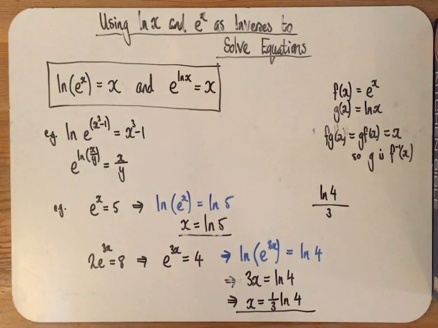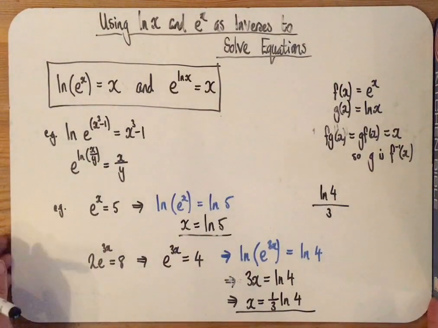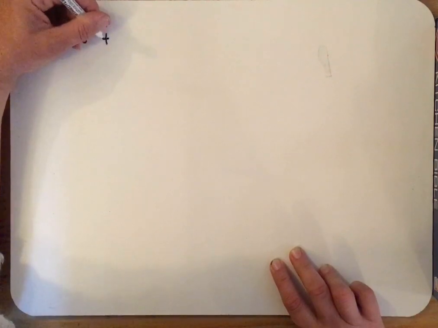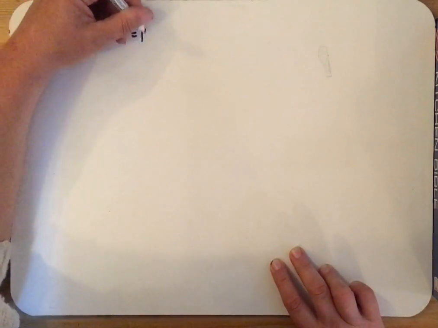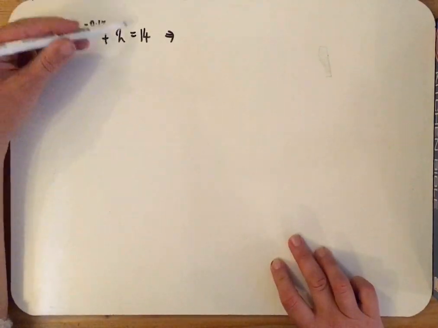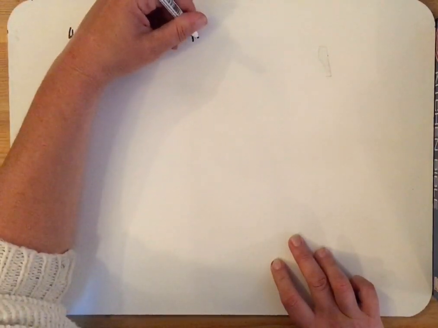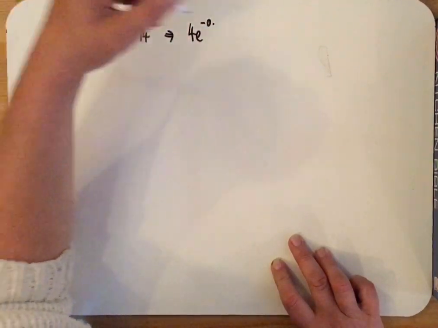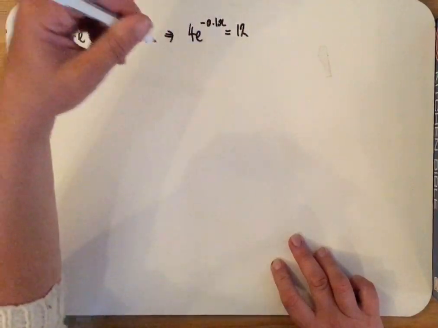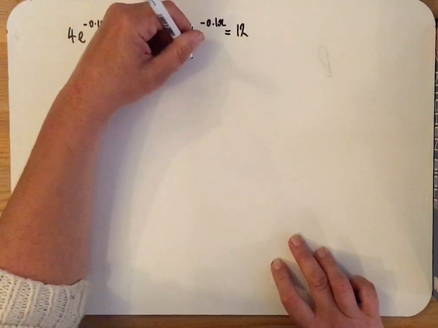I'll do one more of those. So over to here, if I've got 4e to the negative 0.1x plus 2 equals 14. And then the first thing I need to do is rearrange this to get e on its own. So I take away 2. I've kept my numbers nice. And then dividing by 3.